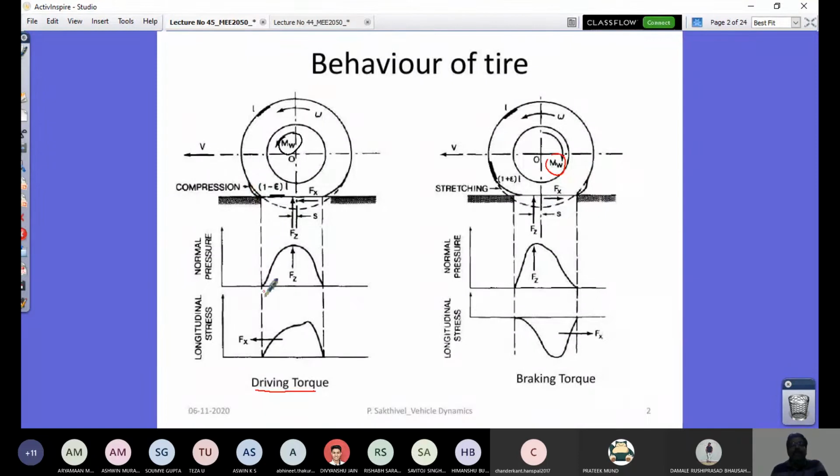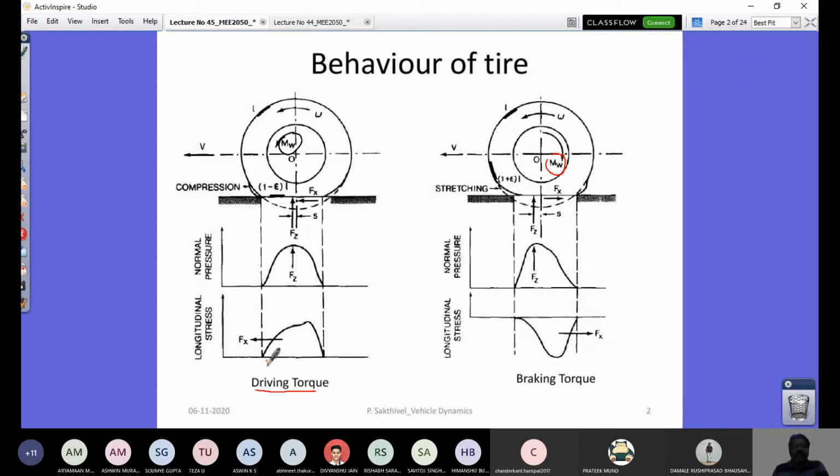You see that the normal pressure distribution does not appear to be a normal distribution. Rather, it is skewed toward the front of the contact patch, away from the center. That is what is responsible for your rolling resistance force, but that is not explicitly explained here.